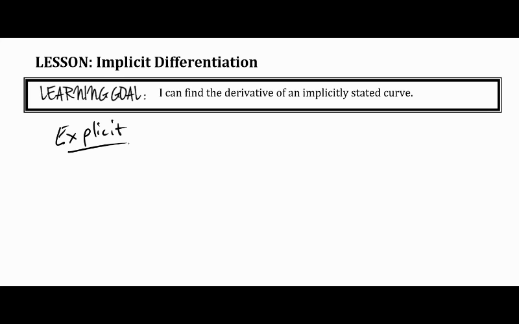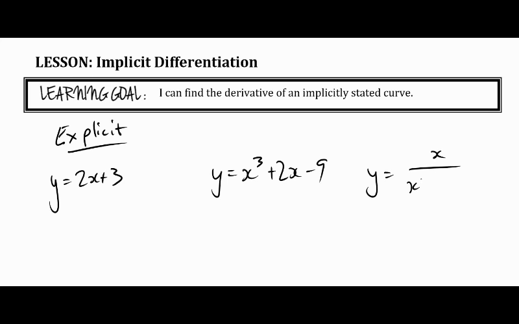Somebody give me an example of a simple equation, like a function or something like that. Nice. So y equals? Very good. That's explicit. Okay, what would be another one? Cubic? Rational. Lots of the functions that we have dealt with would count as explicit.